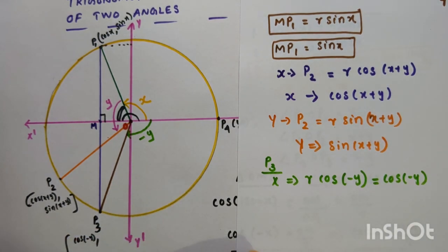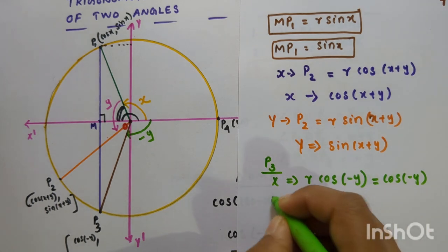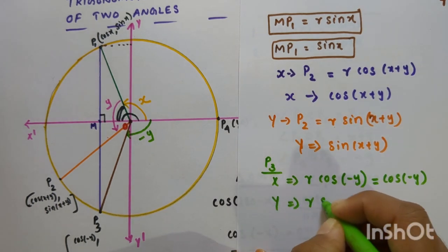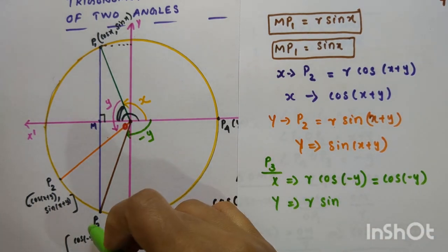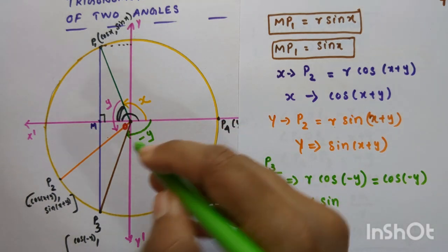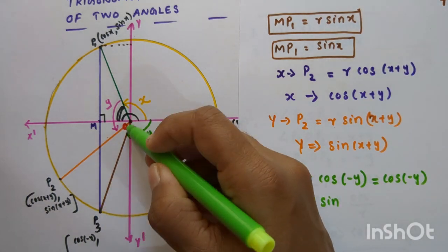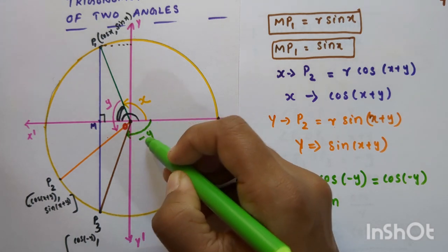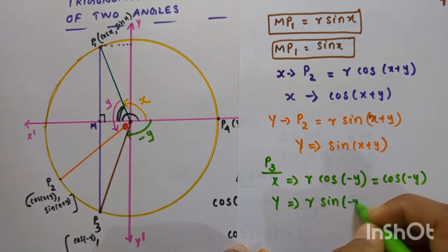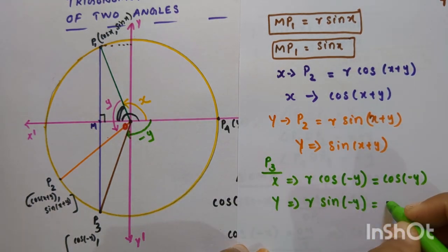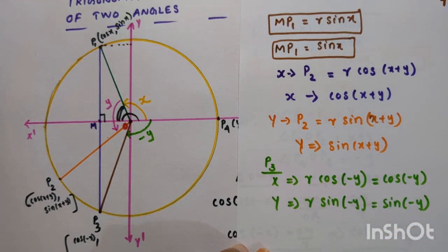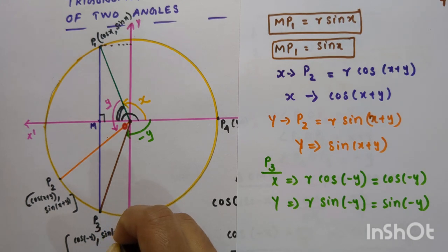Now what about the y coordinate? The y coordinate of the point will be radius times sine of the angle made by this point with the positive direction of the x-axis. This is the positive direction of the x-axis, this is the point P3, and the angle between them is actually minus y. So sine of minus y, radius r is equal to 1. So the y coordinate of this point P3 is sine of minus y.